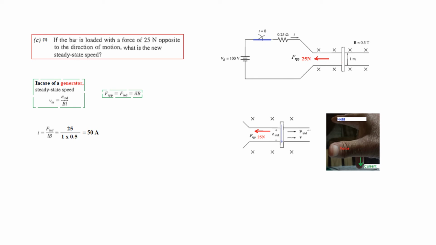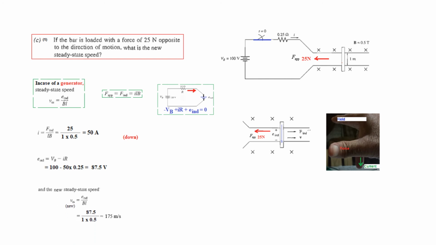So now that we know the direction of current, we can write the KVL equation. So this will become an equivalent circuit. This is E induced now. Current is now flowing in this direction. So the equation will be minus VB plus I into R plus E induced. And from here, we can find E induced to be VB minus IR, and plugging in the values, we get E induced to be 87.5 volt, the induced voltage here, as shown here. So we have found the E induced, and now we can find the new steady state speed, V_SS, which is E induced over BL, and plugging in the values of 87.5, 1 and 0.5, the new speed comes to be 175 meters per second.